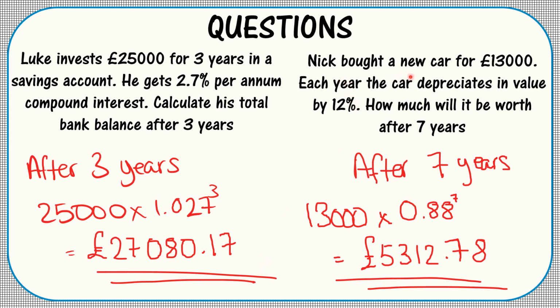Nick bought a new car for £13,000. Each year the car depreciates in value by 12%. How much will it be worth after 7 years? So we're looking for the value after 7 years. We know that the initial amount was 13,000 times 0.88, which is the multiplier, to the power of 7 because we're looking for 7 years. Once you put this into a calculator, you get £5,312.78 to the nearest penny.